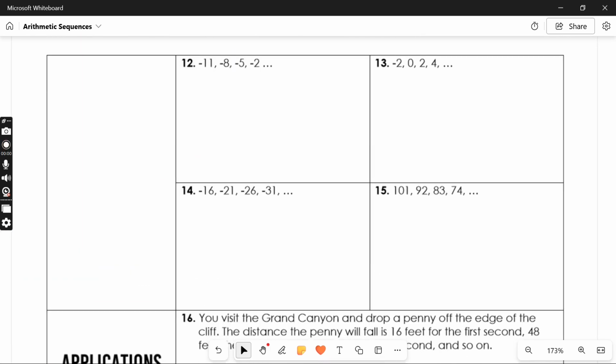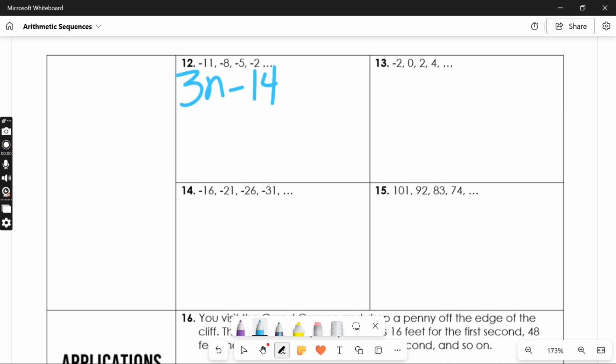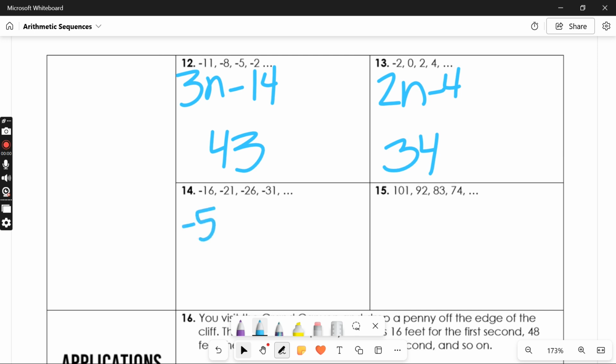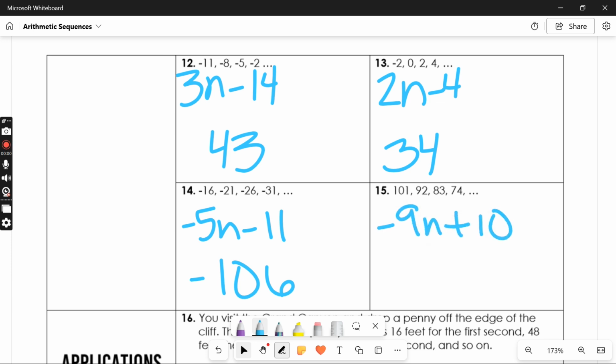All right, hopefully you found your equation, checked in with your group, and found the 19th term. I'm going to tell you what they are really quickly. On number 12, you should have gotten 3n minus 14, and then 43. On 13, you should have gotten 2n minus 4, and then 34. On number 14, you should have gotten -5n minus 11, and then -106. On number 15, you should have gotten -9n plus 10, and -61.